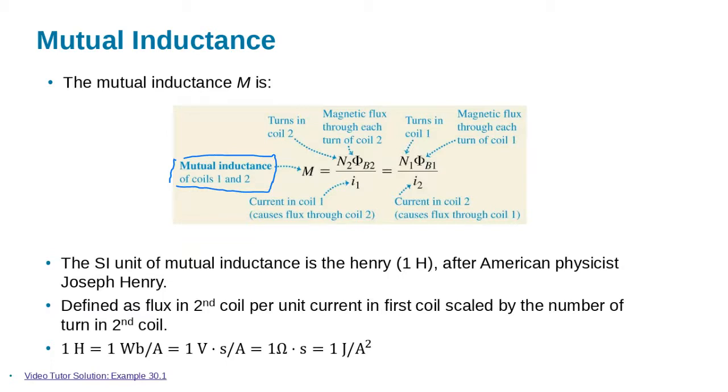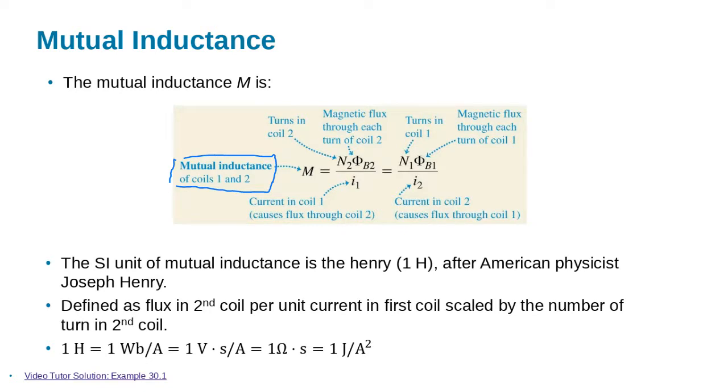And the unit of mutual inductance is the Henry, named after Joseph Henry, who did a lot of work on inductors and inductance. You can define it as the flux in a second coil, whichever coil you want to call the second coil, per unit current in the first coil, which is then scaled by the number of turns in the second coil. So if we have more turns, we're going to get more EMF induced.